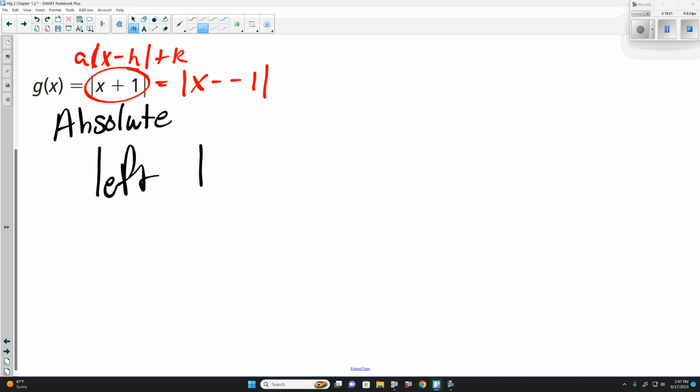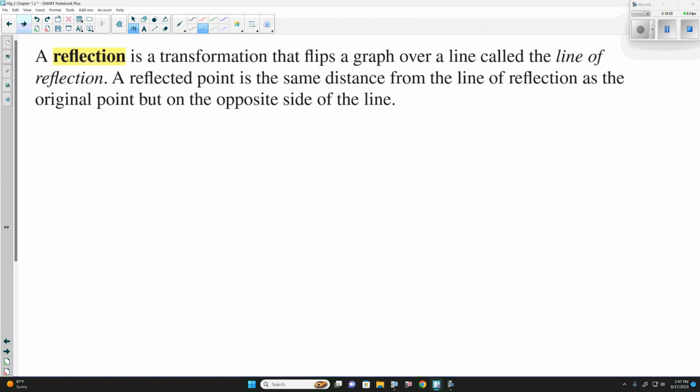We will do more of these here in a minute, but before we get there, we're going to look at reflections. And luckily, I'm not going to make you reflect on these too much.